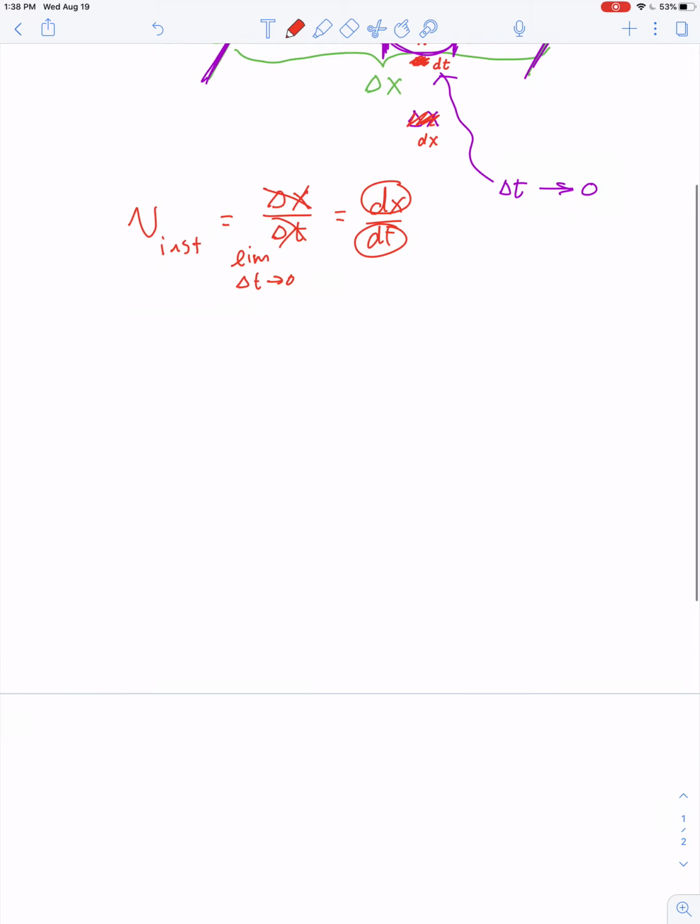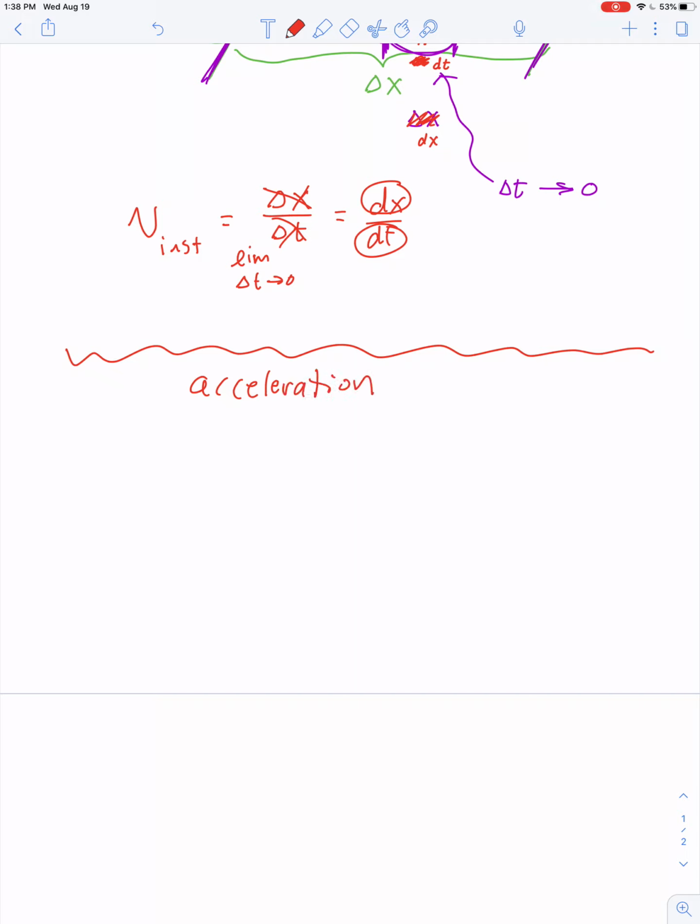Well, in the same way, now we want to define not velocity, but acceleration. So if you watch much sports, you might hear the broadcasters make this statement about an athlete. Sometimes you hear something like, hey, she's really quick, even though she's not really fast, right?